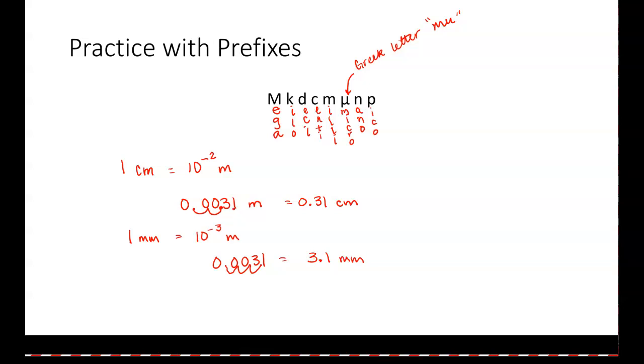So we could easily express this in scientific notation if we wanted to for meters. We could write it as 3.1 times 10 to the minus 2 meters. Or we could replace this scientific notation by using a different prefix. And so that's really what we use these prefixes for in scientific notation and the scientific method, and the SI units. So that's what we will be using a lot.